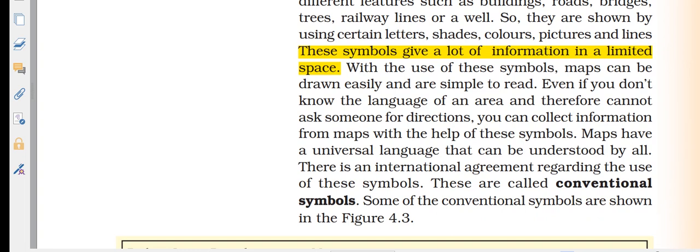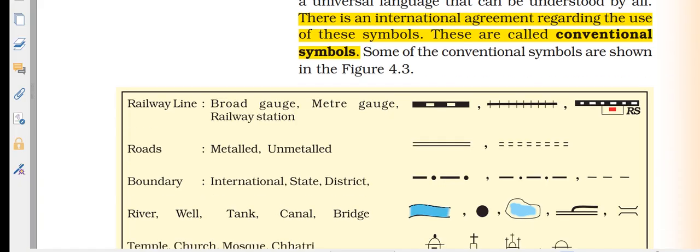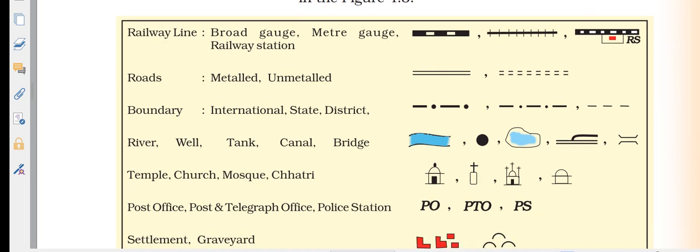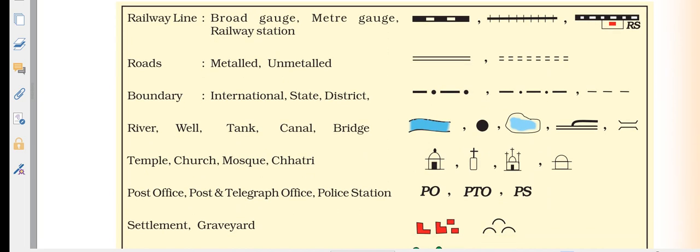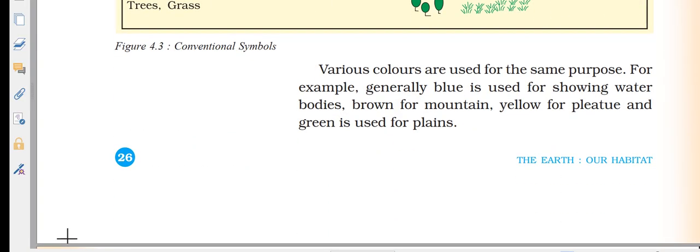There's an international agreement regarding the use of symbols. These are called conventional symbols. Various colors are also used for the same purpose. For example, generally blue is used for showing water bodies, brown for mountains, yellow for plateaus, and green for plains.